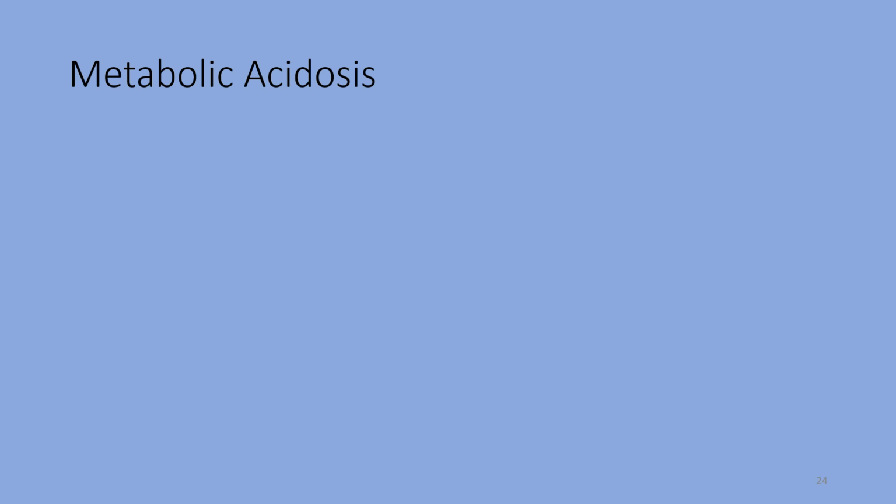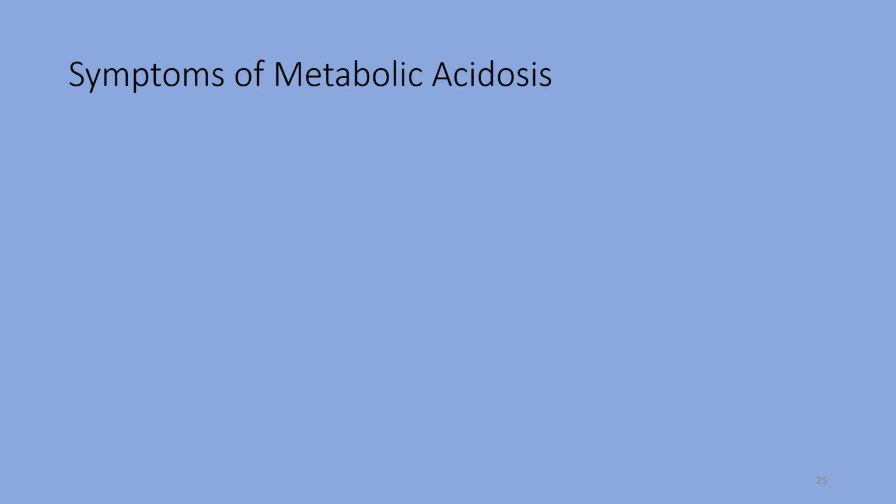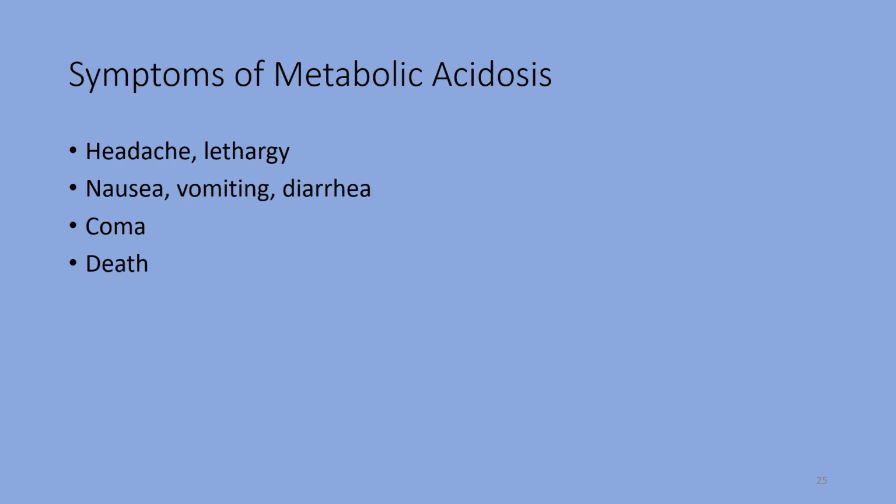Metabolic acidosis: the bicarbonate level decreases below 22 milliequivalents per liter. Most common causes: loss of bicarbonate through diarrhea and renal dysfunction, accumulation of acids like lactic acid, ketones, failure of the kidney to excrete the hydrogen ions. Symptoms of metabolic acidosis are headache, lethargy, nausea, vomiting, diarrhea, coma, and death.